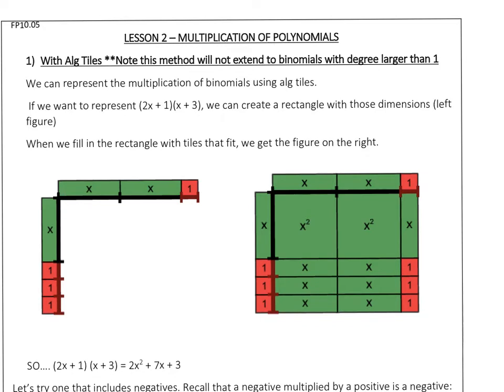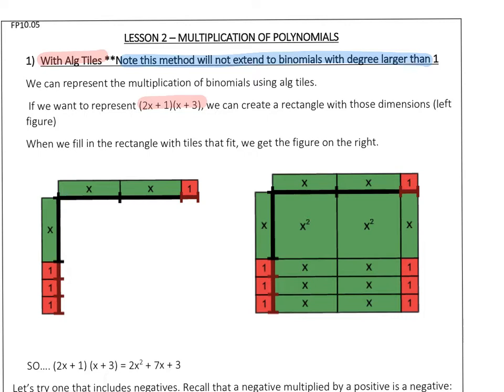So we're going to look at 3 ways to do it. The first is with algebra tiles. The thing with algebra tiles is this method does not extend to binomials with a degree larger than 1. Okay, so for example, something like 2x plus 1 times x plus 3, we can do that with algebra tiles.